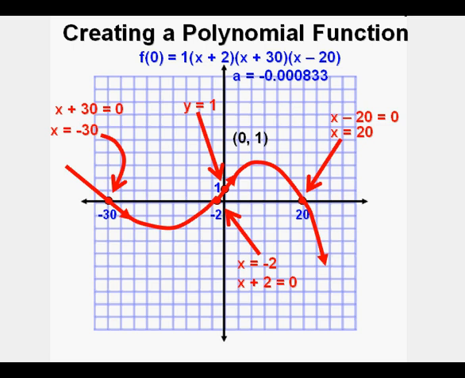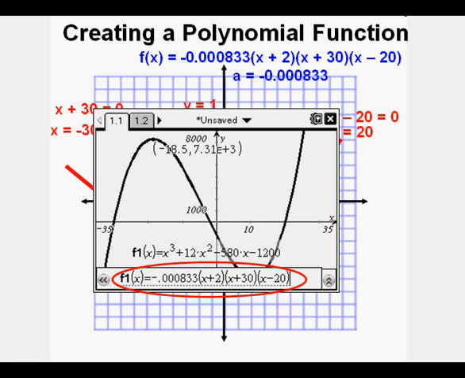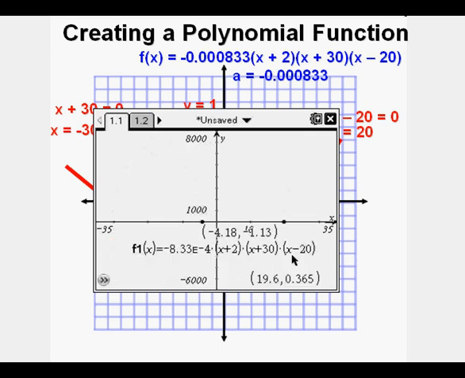-0.000833 and so on. So now we can put a back into our equation as a number, and we have f of x equals negative 0.000833 times quantity x plus 2 times quantity x plus 30 times quantity x minus 20. And here is the equation placed into the function line of the calculator. We press enter to graph, and this is what we get: the amplitude of the graph so flattened with the current window that we cannot even see it.